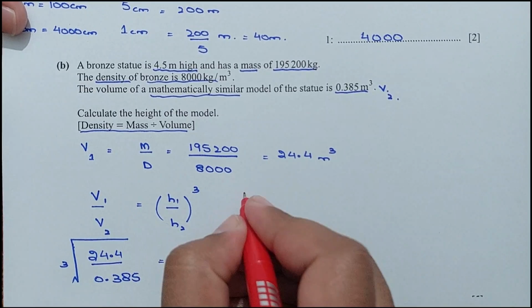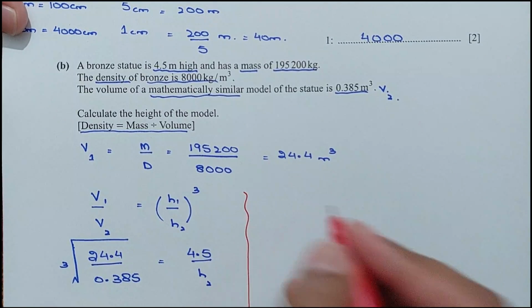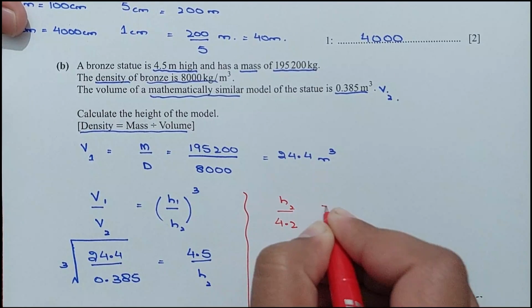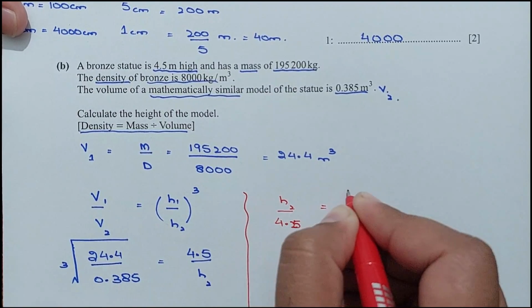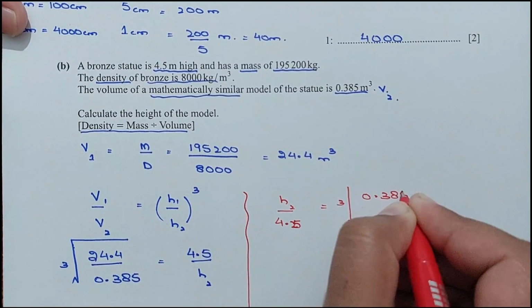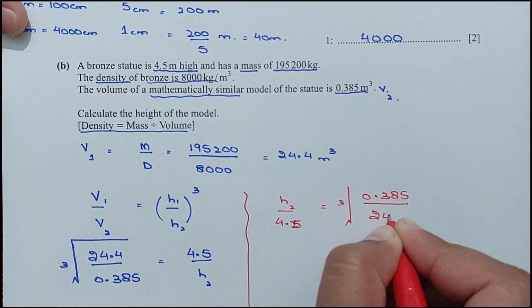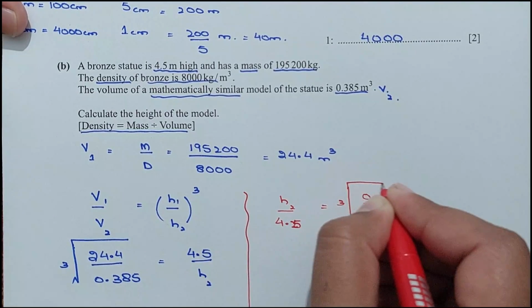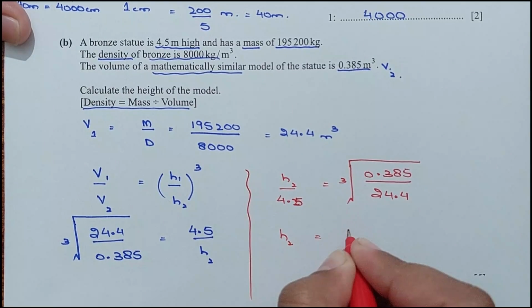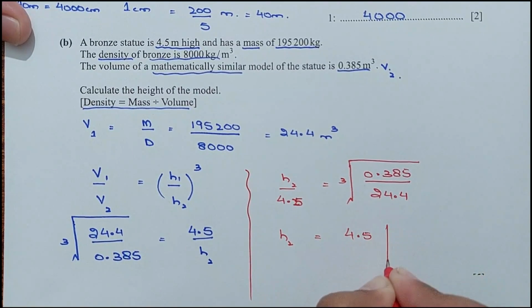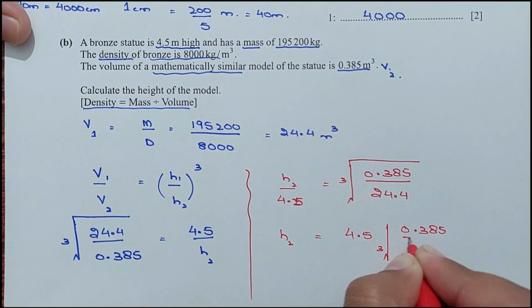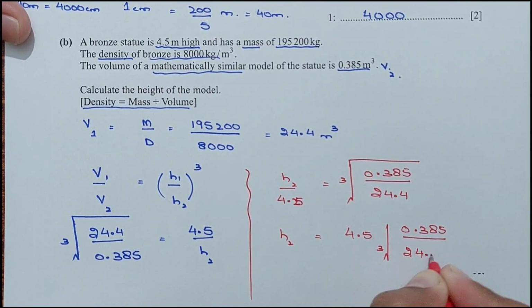Okay, let me do the simplification, taking reciprocals on both sides. So h2 over 4.5 is the cube root of 0.385 over 24.4, right? Let me solve for h2, the second height, which is 4.5 times the cube root of 0.385 out of 24.4.